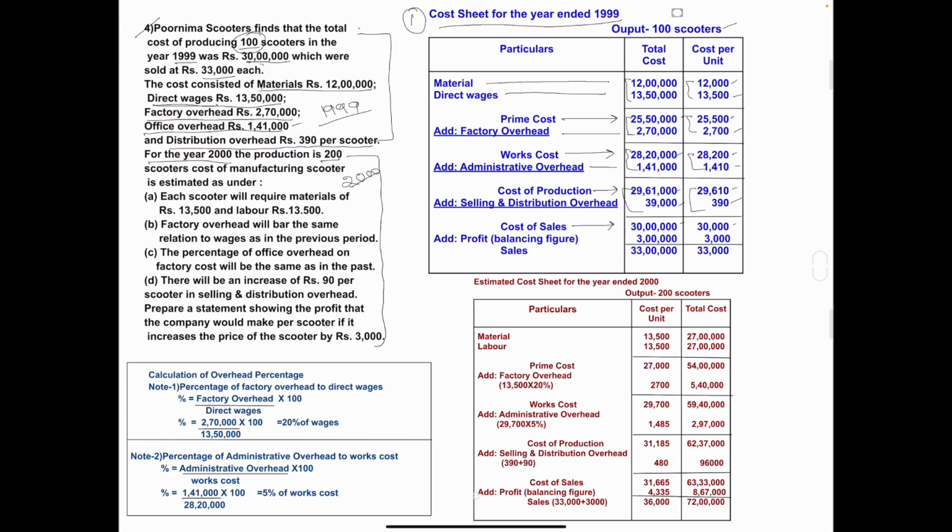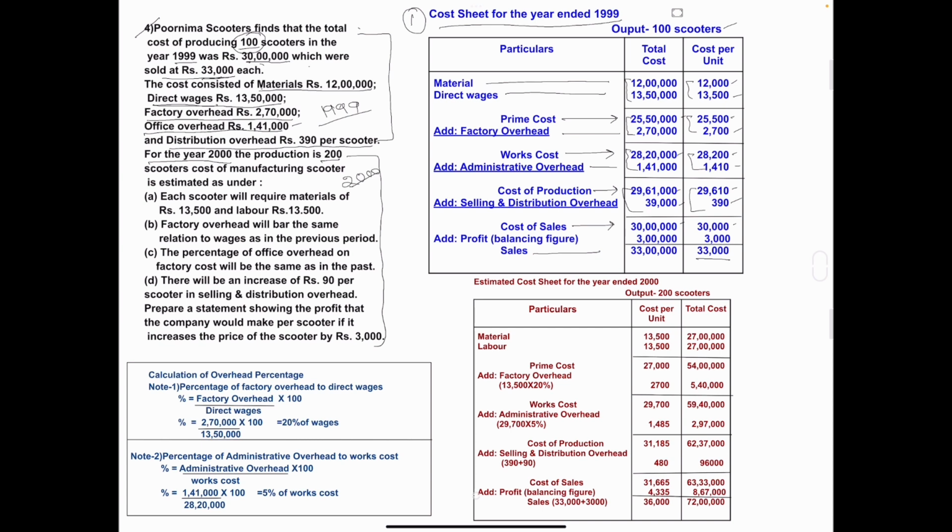So see the first para. In the year 1999, cost of production is 30 lakh. So same amount we have got, cost of sales. Yes, 30 lakh. And each scooter was sold at rupees 33,000. Means they are selling one scooter at rupees 33,000. So the selling amount per scooter is 33,000.